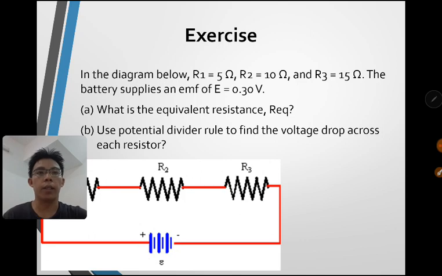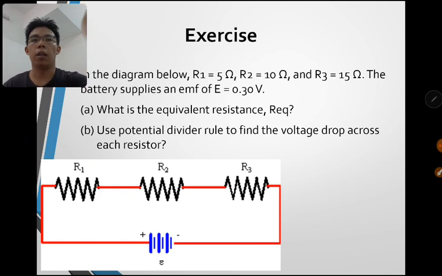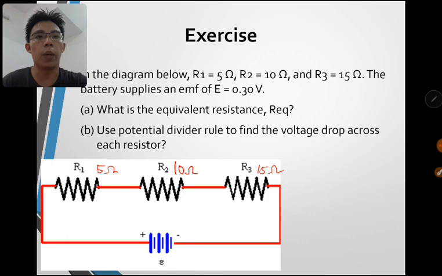Okay, now let's look at one example here. We have a battery of E, and then it has R1, R2, and R3: 5 ohm, 10 ohm, and 15 ohm. Okay, what is the equivalent resistance? Equivalent resistance also means total resistance. So of course it's the total of all this. That's a 20. No, sorry, 30.